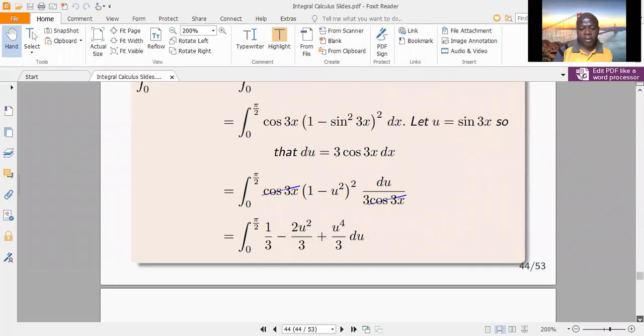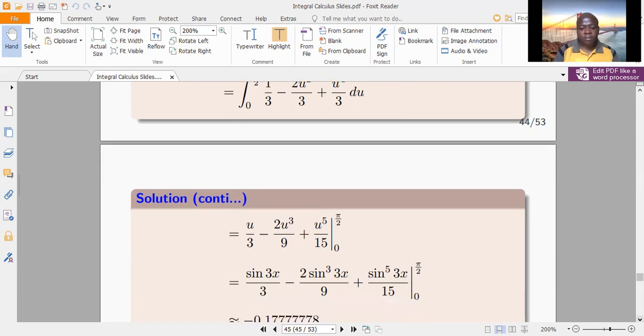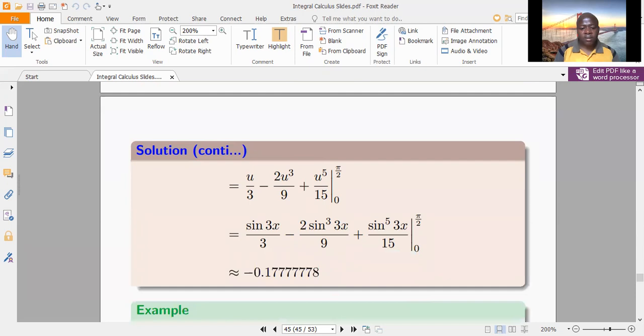So when we integrate that, the integral of a third will be a third u, and the integral of this would be this out of 9. The integral of this would be u raised to 5 out of 15, and then our limits are 0 to pi over 2. You can never put these limits in before you bring back the sine, because you want to change the limits. So you must bring back the sine 3x to get this.